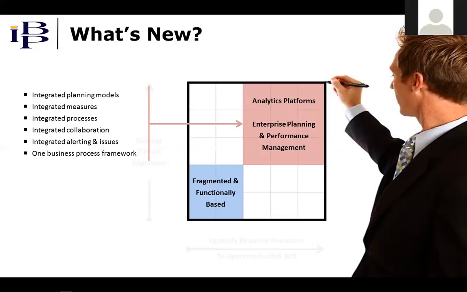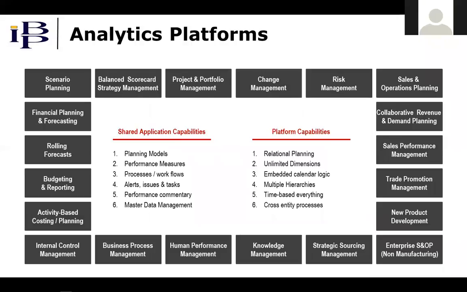So what these tools are offering are integrated planning models, integrated measures, integrated processes, integrated collaboration, integrated alerting and issues, and one business process framework, which we'll talk about in a bit. But the main thing is that these things are all shared across multiple applications. To give you a sense of what sorts of things these tools support, imagine all of these applications sharing the capabilities I just mentioned. The planning models and measures are all shared across all these different applications.